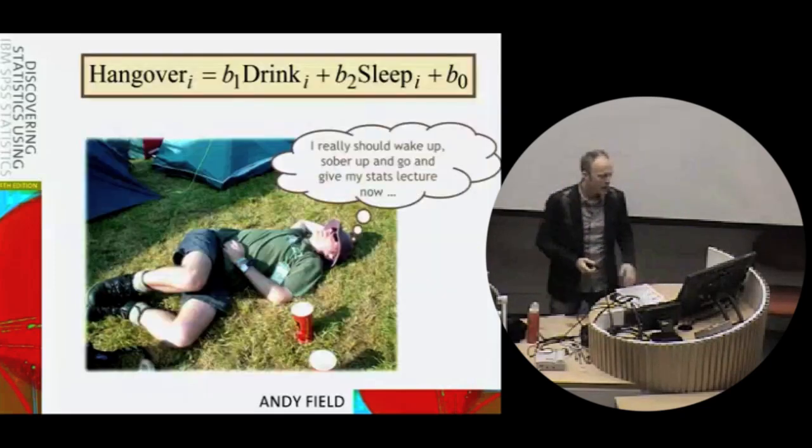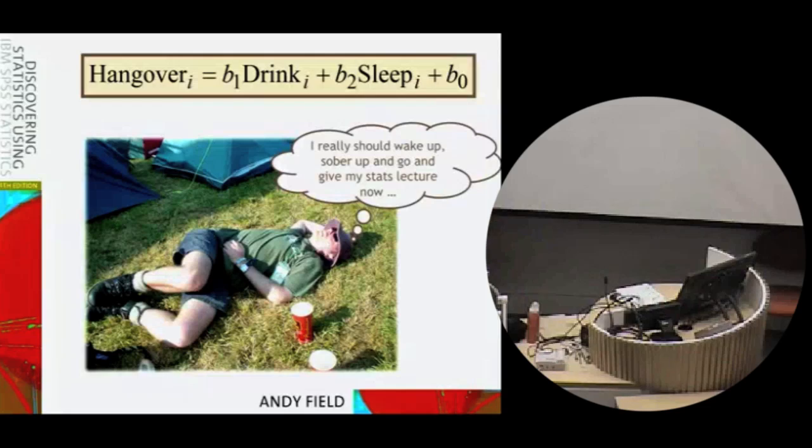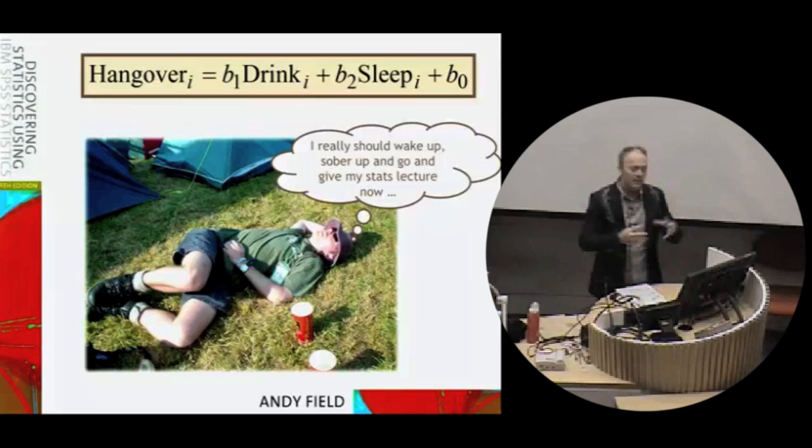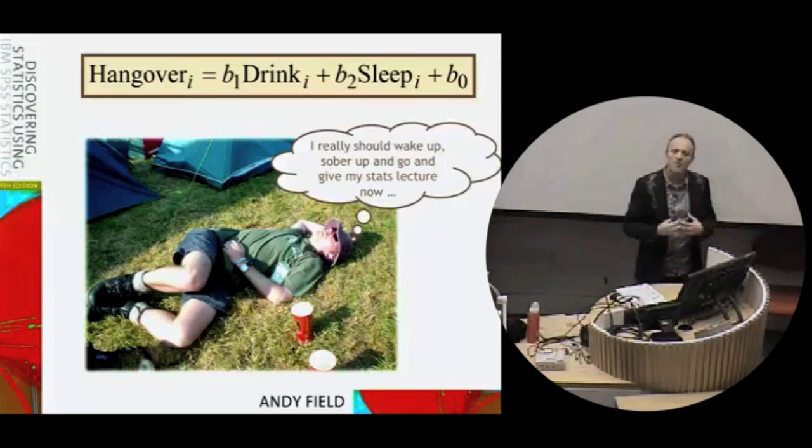Another example, hangovers. How bad is your hangover? Well, obviously, that should be a function of how much alcohol you've had to drink the night before. The more you drink, the worse your hangover should be. But we might also factor in another variable such as how much sleep you've had. Arguably, the less sleep you've had, the worse your hangover will be. That's possibly not always the case. And we could even extend this further to add another predictor.